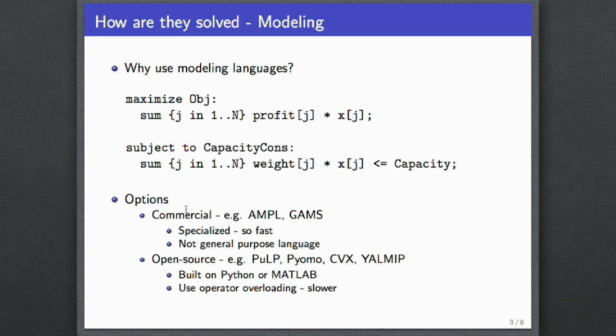On the other hand, we have open source modeling languages that are built on Python and MATLAB. Pulp and Pyomo are built on Python, and CVX and YALMIP are built on MATLAB. They basically define objects or types to represent variables and constraints and so on, and use operator overloading to deliver the same functionality that AMPL might do by some sort of static text parsing algorithm. The consequence of this operator overloading is that they're generally quite slow. They create a lot of temporary objects, and there's a lot of thrashing. So they're nowhere near as fast as the commercial languages.